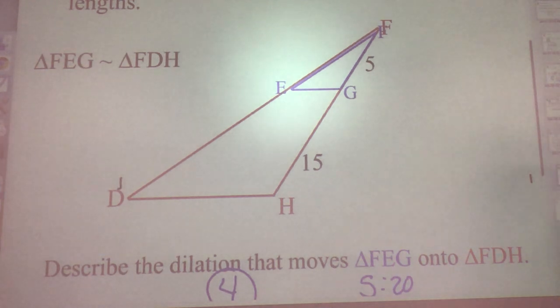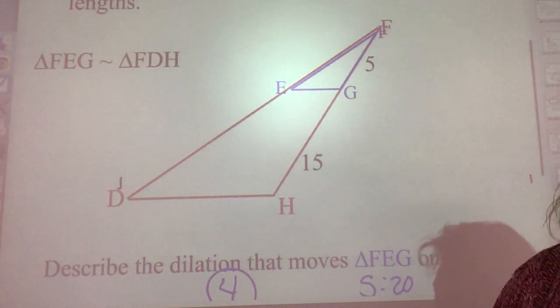All right, that's it for section 6.1. Good luck with the vocab.